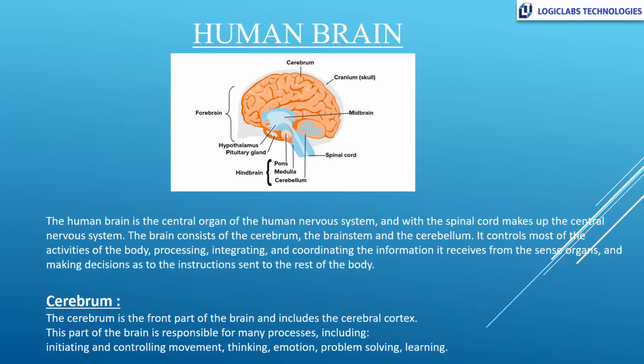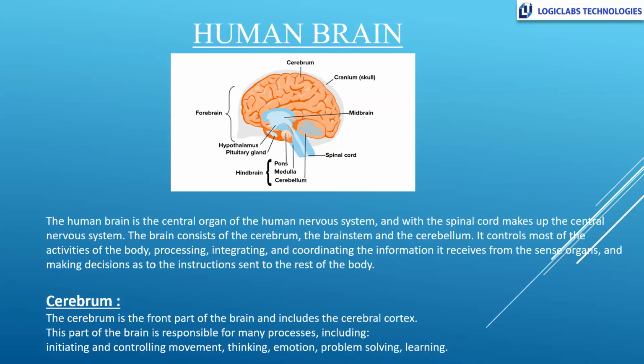This is how it works. Now the cerebrum is the front part of the brain, where it includes the cerebral cortex. So this is the cerebrum part, and it has the cerebral cortex.